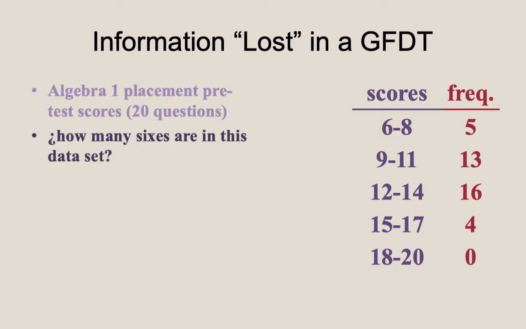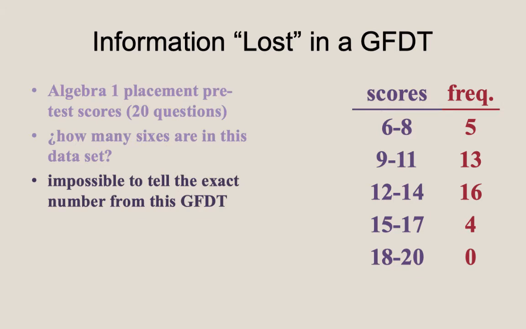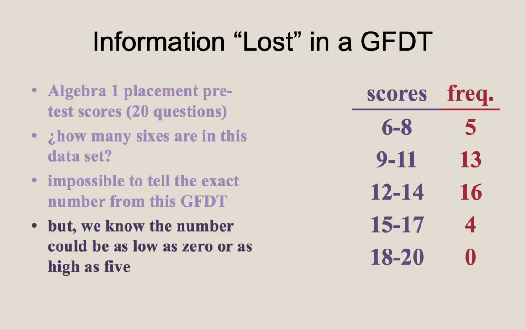To demonstrate how we have quote-unquote lost information about our data with this GFDT, let's think about how many students in our data scored 6 on the pretest. Well, in truth, it would be impossible to say how many students got a 6 just from the info presented in this GFDT. In fact, the only thing we can say is that there were 5 students who had scores in the range of 6 to 8. Now, it could be that all 5 in this group scored a 6. But it could be that the lowest score was actually a 7 or an 8, and in either case, there would be 0 students that scored a 6. So we can't say how many students scored a 6 on the pretest, but we do know that the frequency of 6s is between 0 and 5.